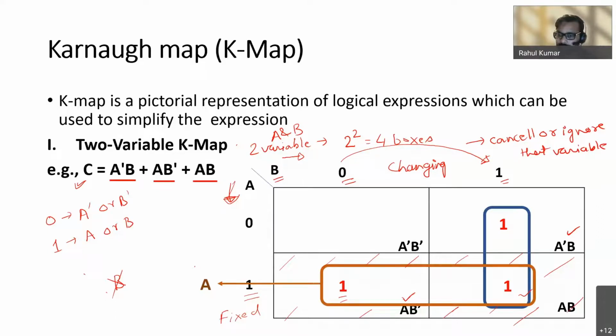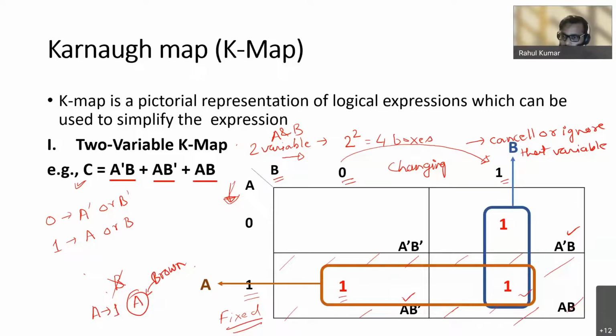Now the value of A is fixed. What is the value of A? It is 1. So I will get A. So the reduced form of the brown box will be A. Similarly, the reduced form of the blue box.